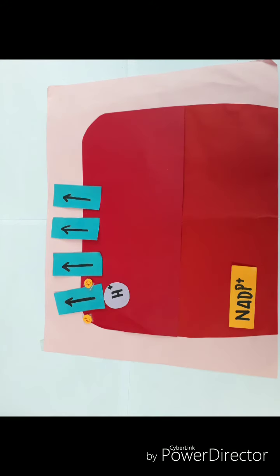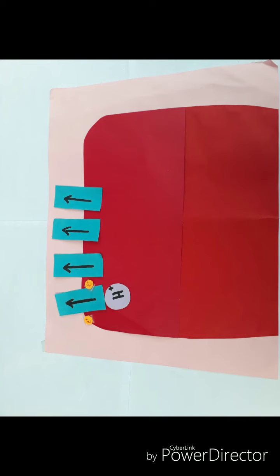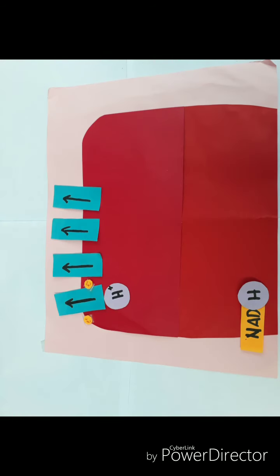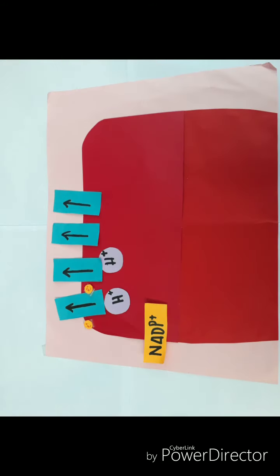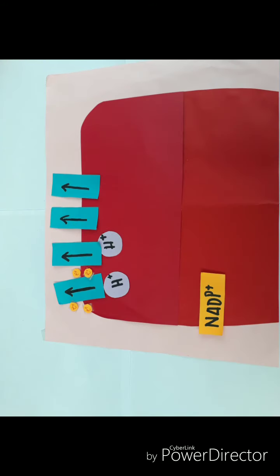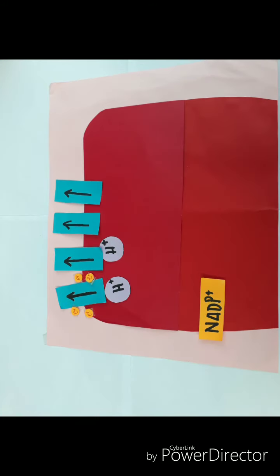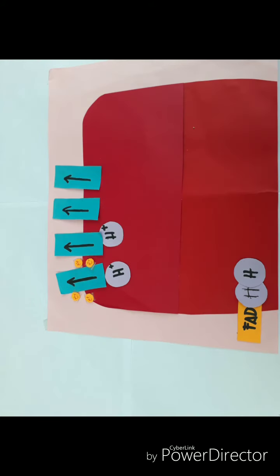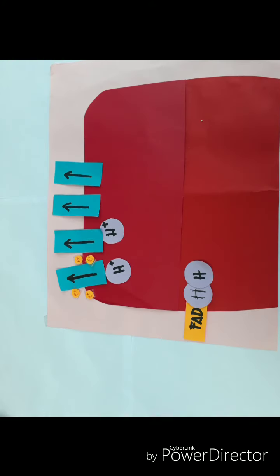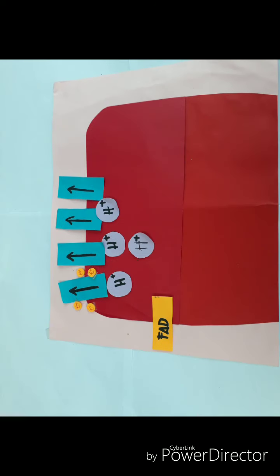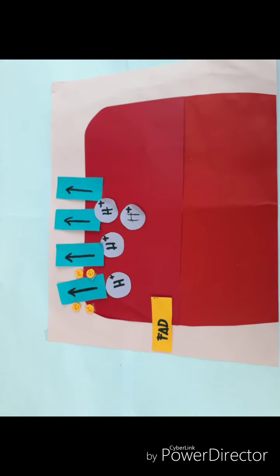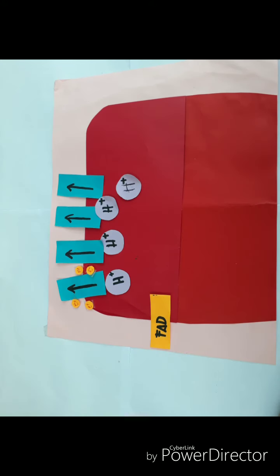chemiosmosis. The next step is electron transfer and proton pumping. As electrons are passed down the chain, they move from a higher to a lower energy level, releasing energy. Some of the energy is used to pump H+ ions, moving them out of the matrix and into the intermembrane space. This pumping establishes an electrochemical gradient.